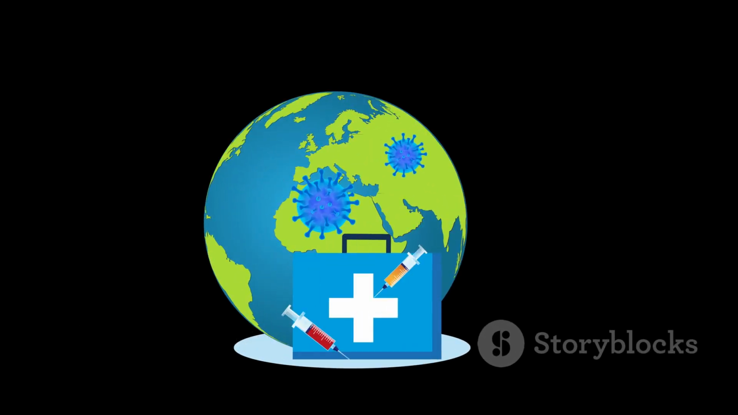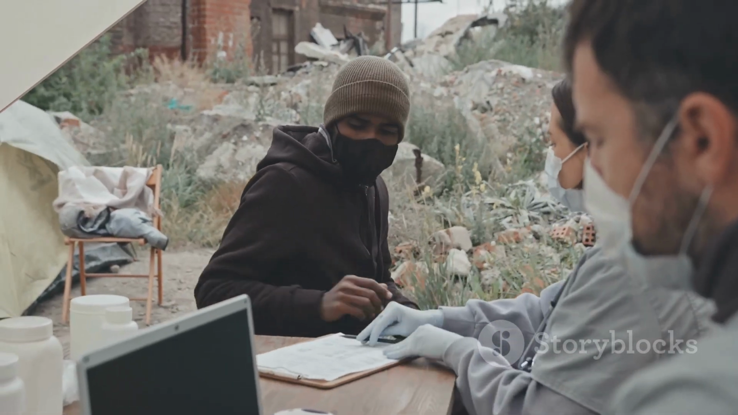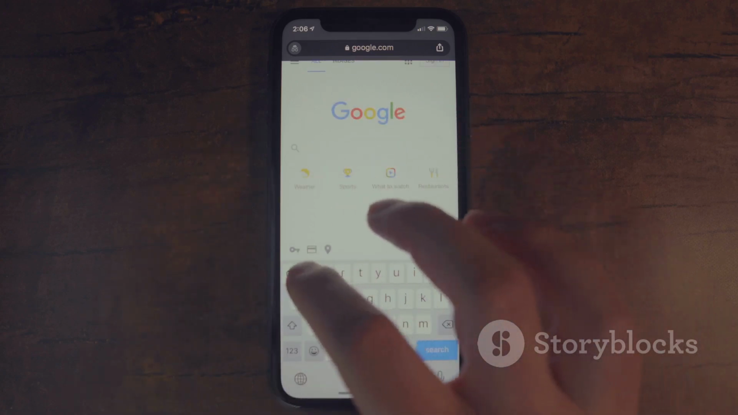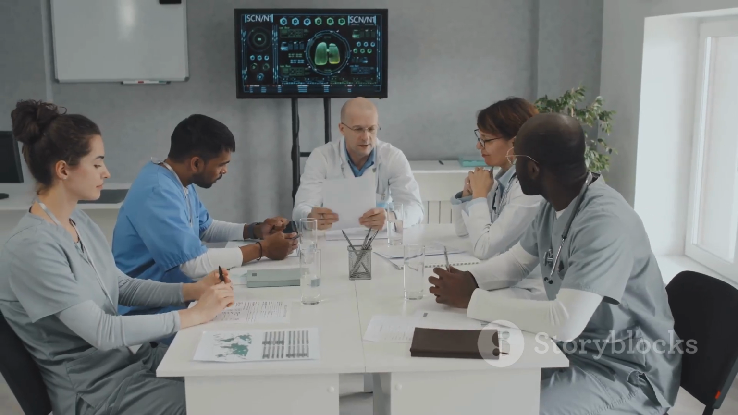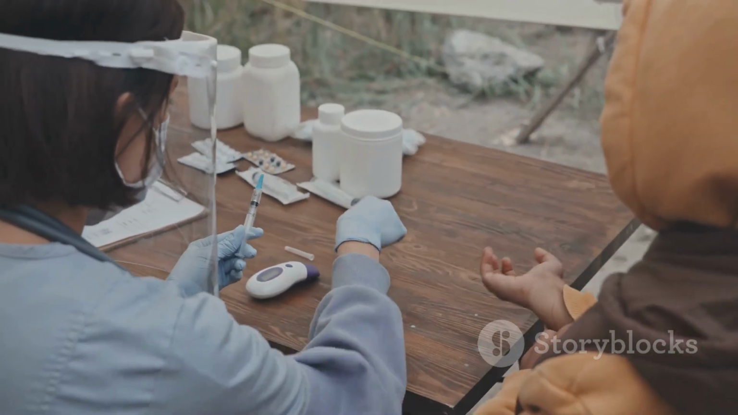Section 10. Malaria eradication, a global goal. Eliminating malaria entirely is a global health priority. The World Health Organization, or WHO, has set a target of ending malaria epidemics by 2030. Achieving this goal requires a multi-pronged approach. It involves strengthening healthcare systems in malaria-endemic regions.